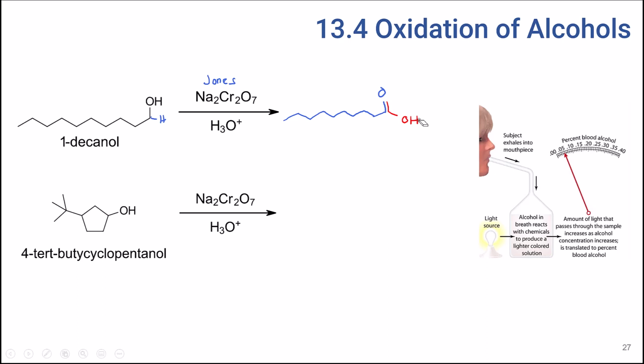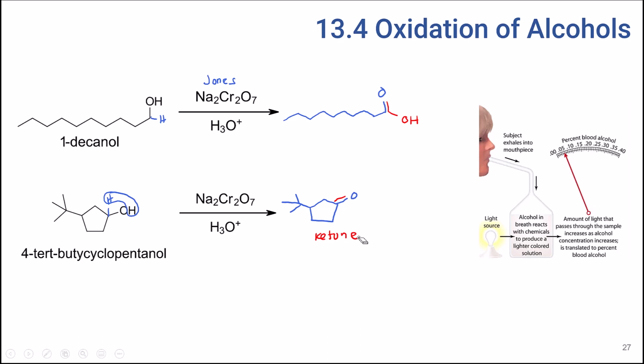And then we also can do this with 4-tert-butylcyclopentanol, and we only have one hydrogen here. We just have the one hydrogen here, so this is a secondary alcohol. This will be oxidized to the ketone. We're not going to do anything else with any other carbons or groups, and we get a ketone.